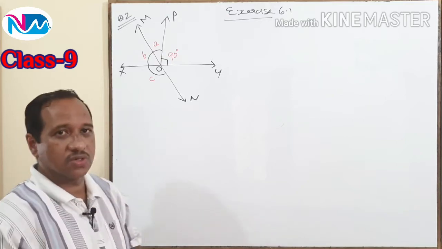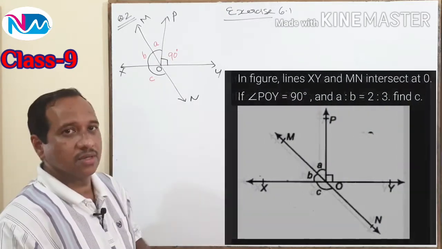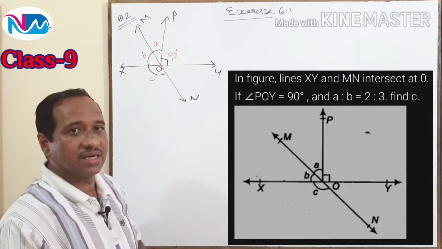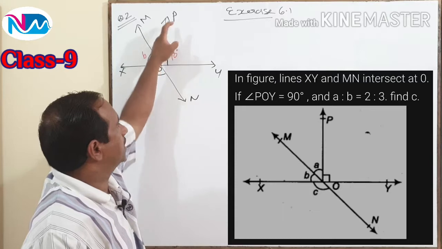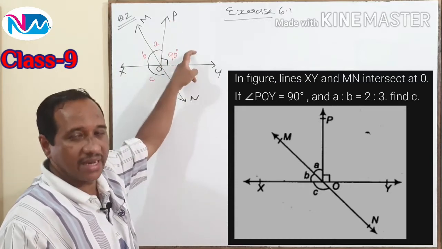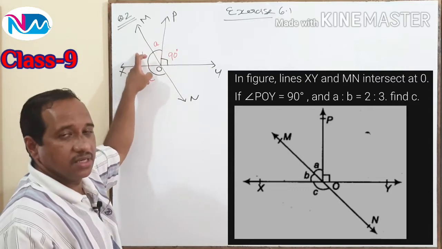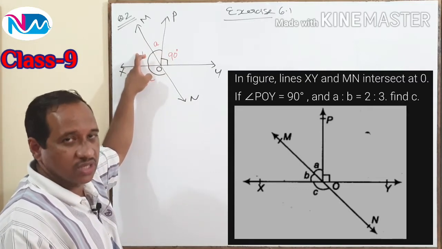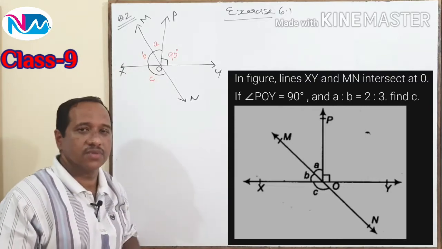The question is: two lines XY and MN intersect at point O. If angle POY is equal to 90 degree and a is to b is equal to 2 is to 3, find the value of c.